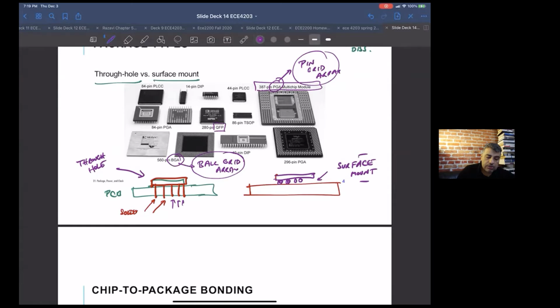QFP stands for quad flat pack, and that's surface mount, but the pins are coming out on the side. So it gets soldered down on the side, so it's lower density than PGA. This is PLCC. These are all pretty common, so I'm going through them so you will recognize them if you ever see them.